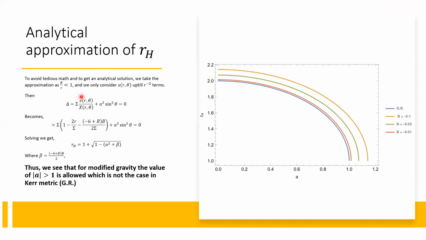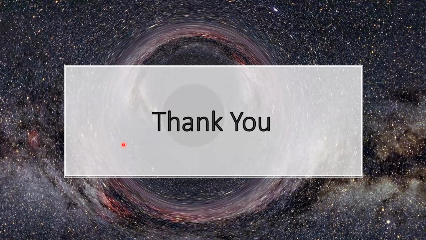So for B by R2 very small, and we consider only R to the power minus 2 terms, by this approximation, we'll get RH to be of this form, and it can be seen that in modified GR, mod of A greater than 1 is allowed, which is not at all the case in the Kerr metric. So it is kind of allowing A to be greater than 1 and prohibiting the formation of a naked singularity, which would have happened in the Kerr metric. So yeah, this marks the end of this. If you have any doubts or questions about it, you are free to ask now.